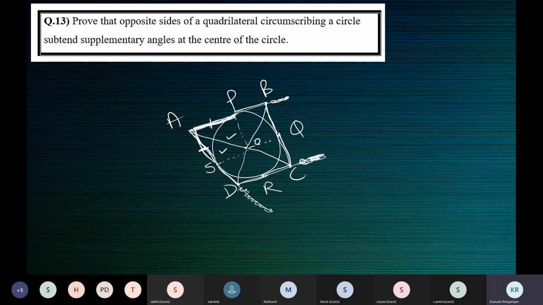So like this, you join OQ and OR. So construction, join OP, OQ, OR, OS. And take up the triangles where you can use that property, tangents from an external point of the circle are equal. Take up the triangles where you have AP and AS as a side. So these two triangles. And then two other triangles which have BP and BQ as side. This one has BP as a side. This one has BQ as a side. Then this triangle and this triangle, because this one has CR as a side, this one has CQ as a side, and CR is equal to CQ.